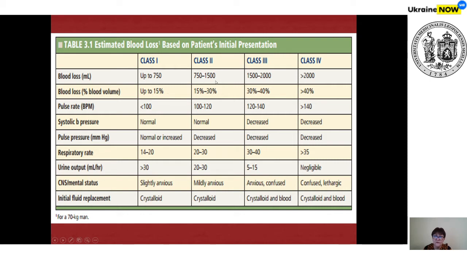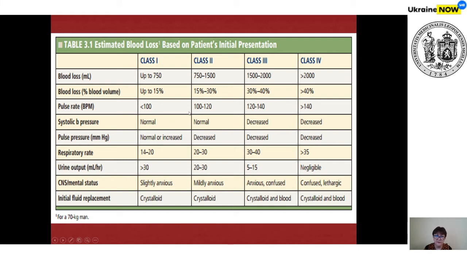Class 2, 750 up to 1,500 mL, 15 to 30% of circulating blood. Class 3, 1.5 up to 2 liters, it's 30 to 40%, and more than 2 liters or more than 40%, it's class 4. And you can see the changes in hemodynamic parameters.